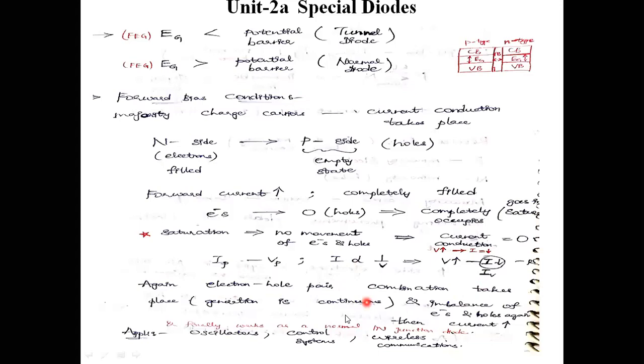Generation continues. From that saturation condition, due to the sudden drop in the current flow, it reaches the low level. After that, after reaching the low level, electron-hole pair recombination takes place again, generation continues, and again it reaches the high value.